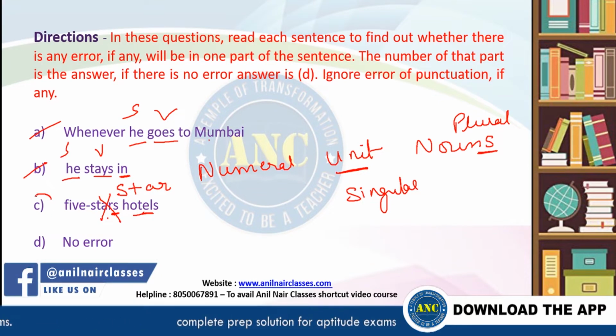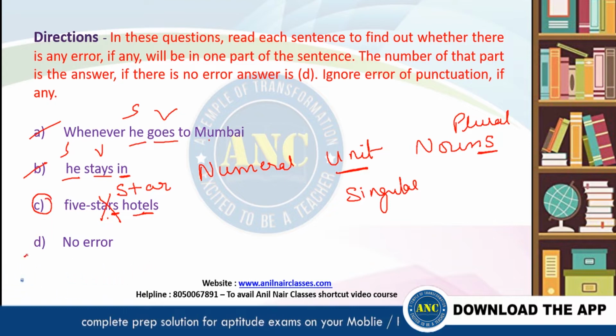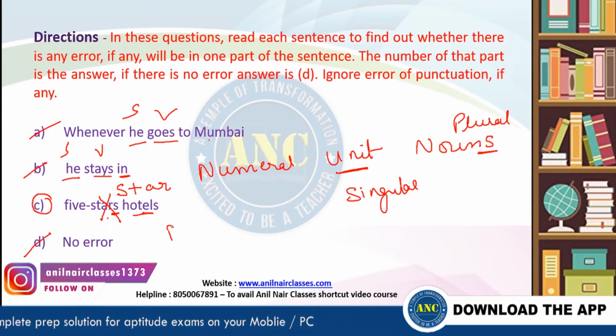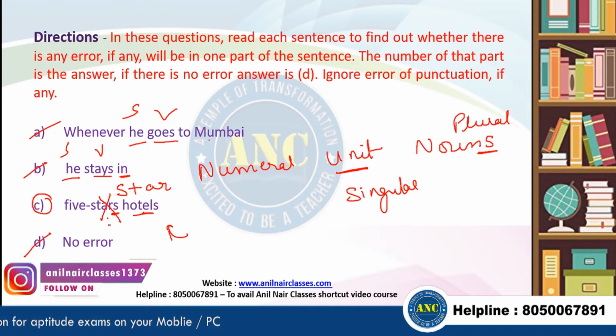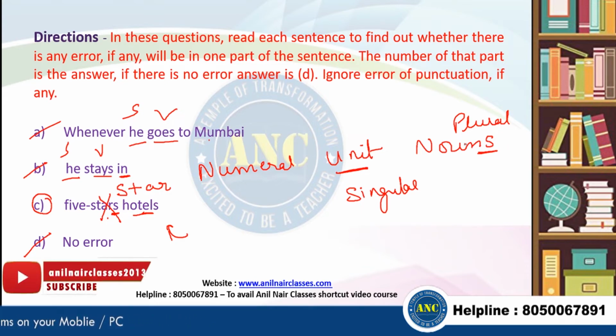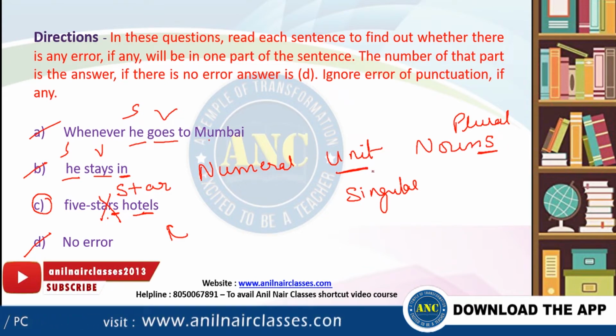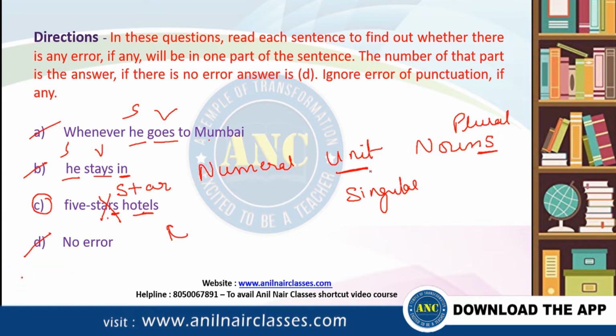So our right answer is C. We can get rid of D. Your answer is C. Clear? What's the rule over here? Numeral, unit, noun. The noun could be in the plural form, but this unit will be in the singular form. Let's move ahead to the next question.